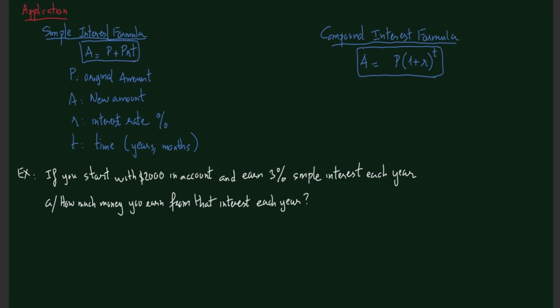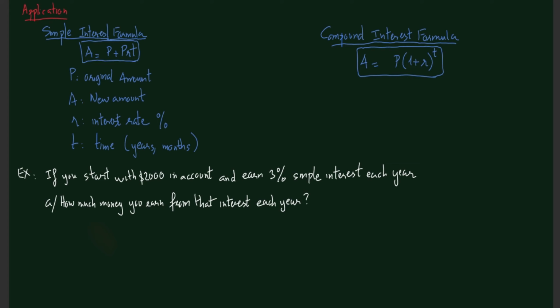Let me use a different color for the answer. So we have an application. Let's use this color. Let's see what's going on here. So this is 3% interest. In order to get the amount of money for each year from this 3%, 3% is 0.03. So you just do 2,000.